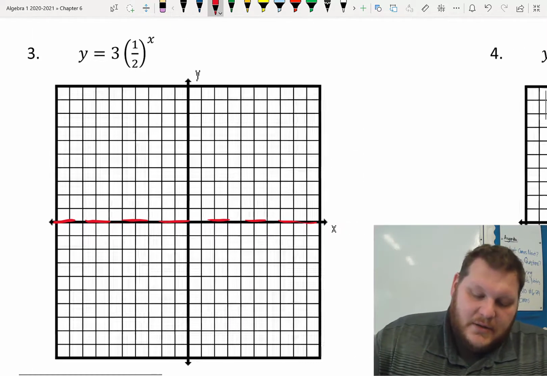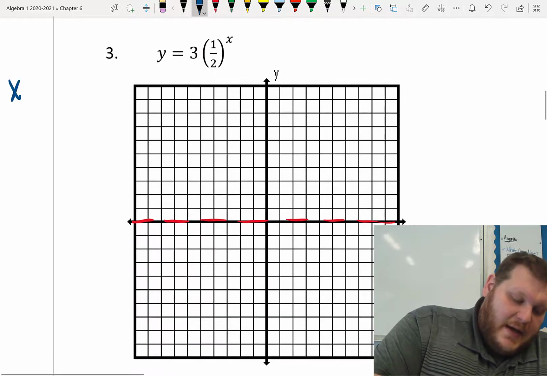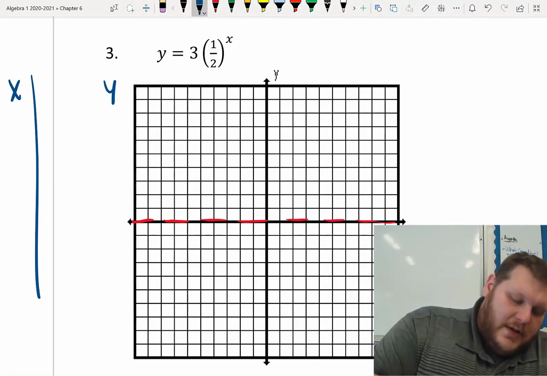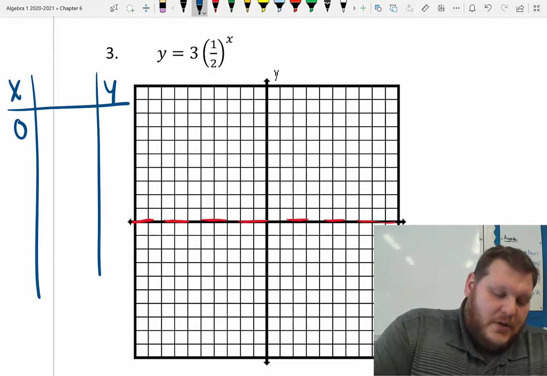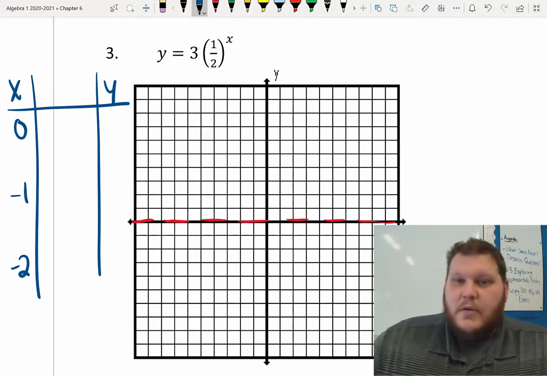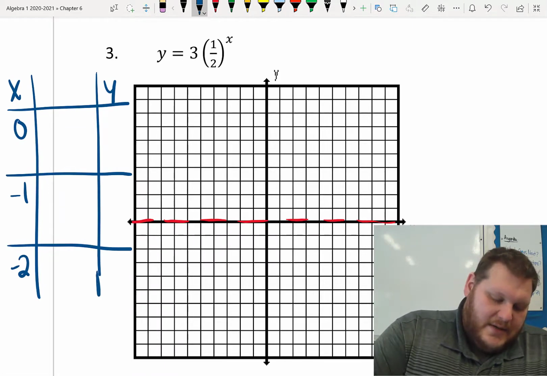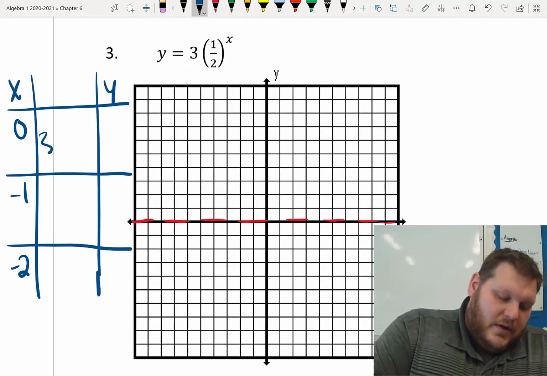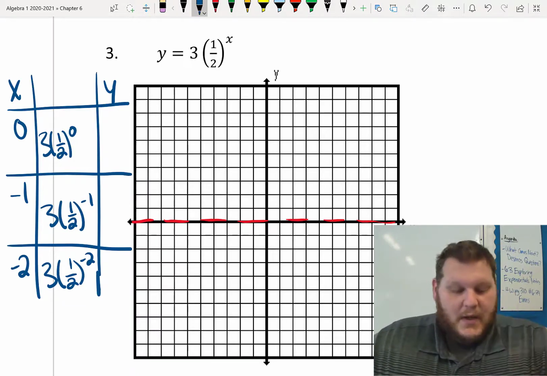Now, I can still plug in x values to get y values back out. Do a little x-y table. My base being a half still tells me I should be using 0, -1, and -2 in my equation. And it's still the same process. I have 3 times 1/2 to the 0, 3 times 1/2 to the -1st, and 3 times 1/2 to the -2nd. And then you're just evaluating.